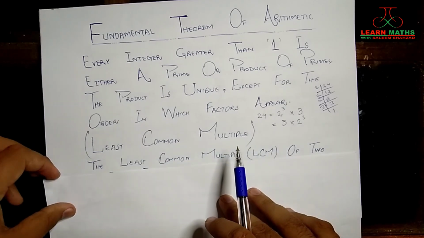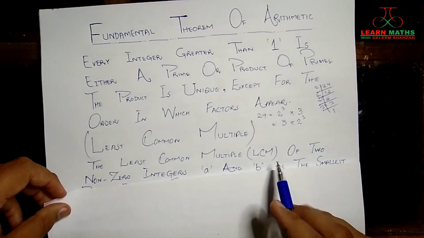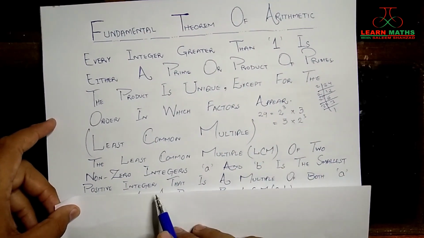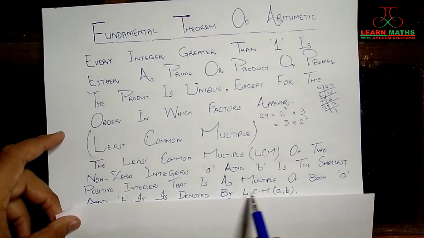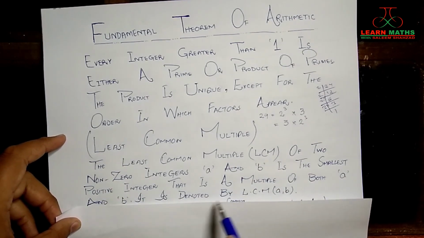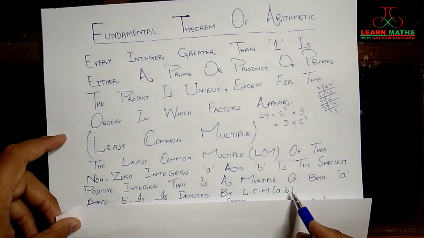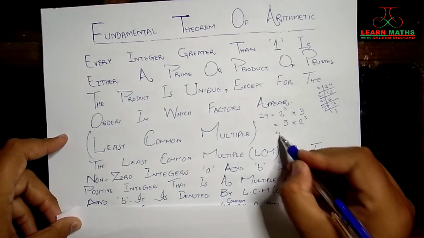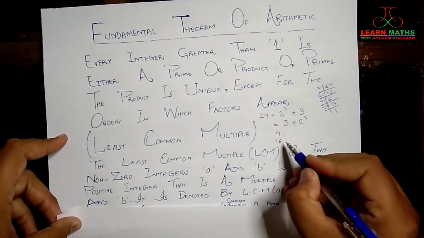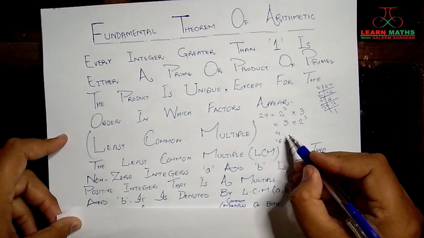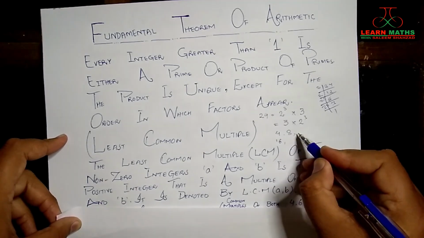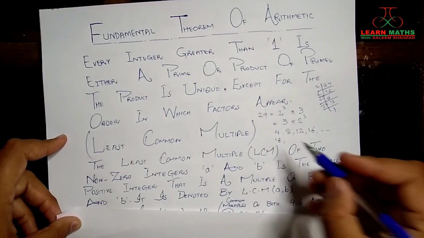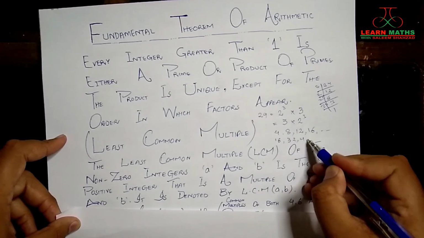So what is the least common multiple? The least common multiple, or LCM, of two non-zero integers a and b is the smallest positive integer that is a multiple of both a and b, and it is denoted by LCM of a and b. Okay, so what is this? Let's say you have two integers, one of them is 4, the other one is 16. Okay, so write down the multiples of 4. Multiples of 4 are 4, 8, 12, 16, and so on. And the multiples of 16 are 16, 32, 48, and so on.